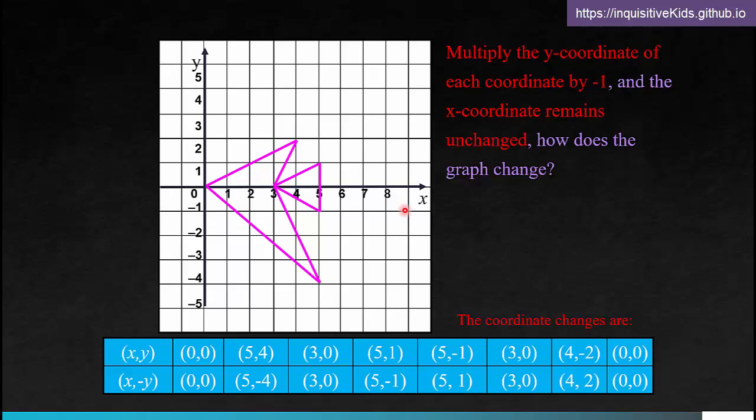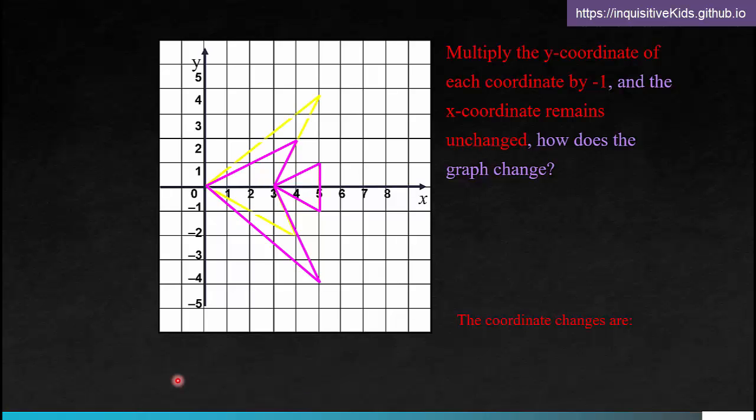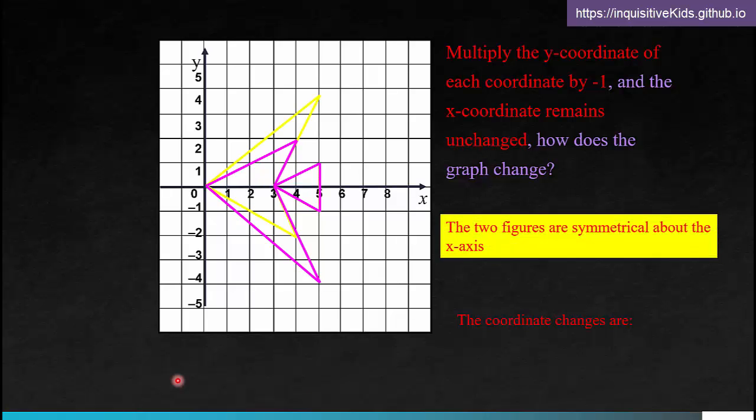The coordinate changes would be as follows. So the top would be the original, and the bottom would be the points after transformation. Therefore, the two figures are symmetrical about the x-axis.